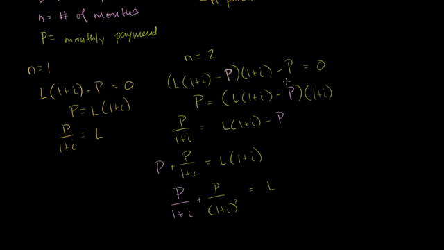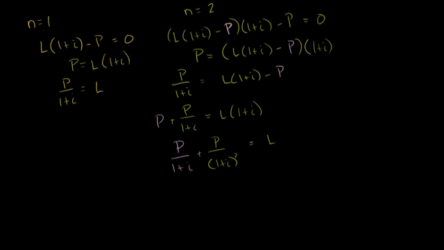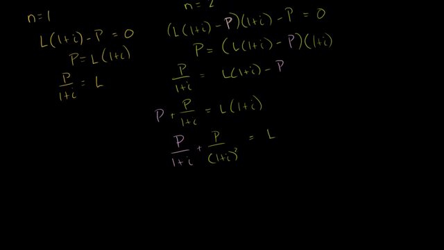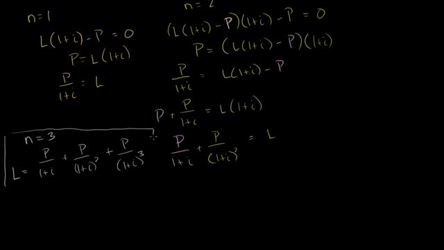You might want to verify this for yourself if you want a little bit of algebra practice. If you do this with n equal to 3, I'm not going to do it for the sake of time, you're going to get that the loan is equal to p over 1 plus I plus p over 1 plus I squared plus p over 1 plus I to the third. Now, if you have some time, I encourage you to prove this for yourself, using the exact same process that we did here. You're going to see it's going to get a little bit hairy and there's going to be a lot of manipulating things, but it won't take you too long.